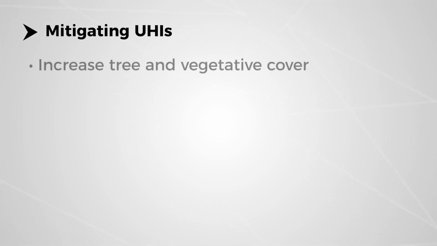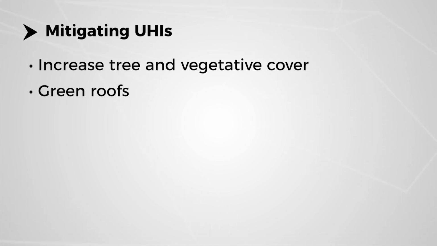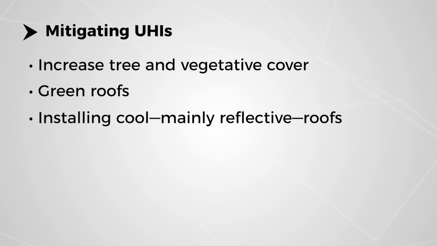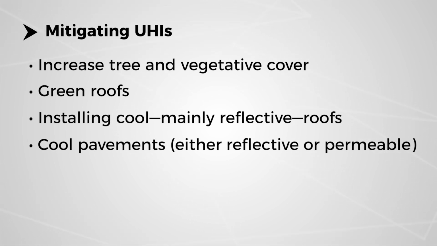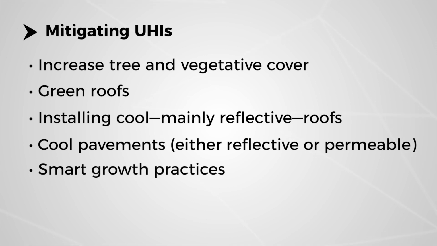Many communities are taking action to reduce urban heat islands using the following strategies. 1. Increasing tree and vegetation cover. 2. Installing green roofs. Installing cool, mainly reflective roofs. Using cool pavements which are reflective and permeable. Utilizing smart growth practices. Now we also have projects of sustainable cities, smart cities and green cities all across the world.